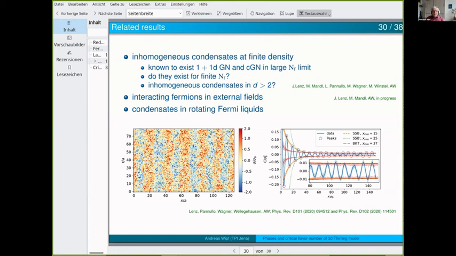So the question was, is there such an inhomogeneous phase for finite number of flavors, or even inhomogeneous condensates in higher dimensions, three dimensions investigated, or hopefully in four dimensions. This is interesting for people working on the QCD phase diagram, because there's some hope that there may be inhomogeneous condensates in QCD at large densities, for example in neutron stars, because this model, at least the chiral sector, is described by four-Fermi theories. So we look at interacting fermions in external fields.